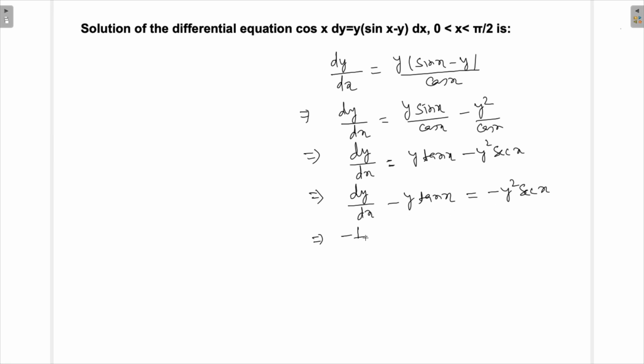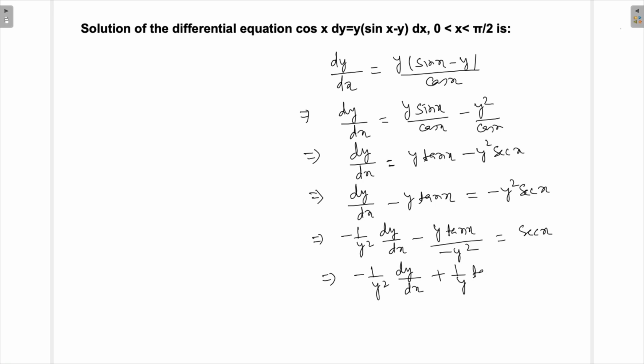So this will become minus 1 by y square times dy by dx, and then minus y tan x, and then there is a minus y square again here, so this will become sec x. Now in this next step, what we have here is minus 1 by y square dy by dx plus 1 by y tan x equals sec x.